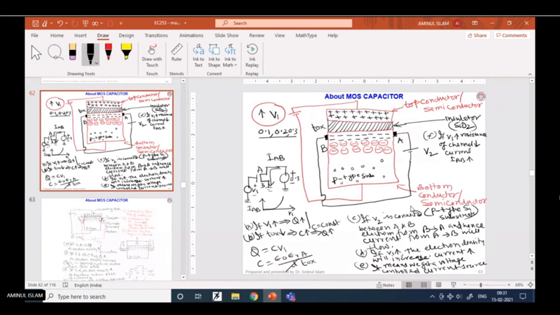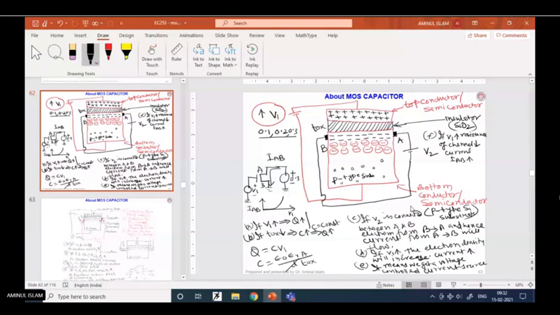So with the application or variation of voltage V1, you are able to control the current through a channel region. Channel means the region of electrons at the surface of the bottom plate. Is it understood or not?